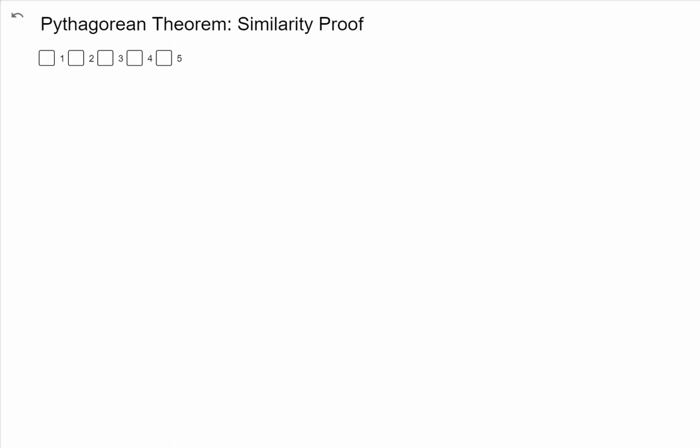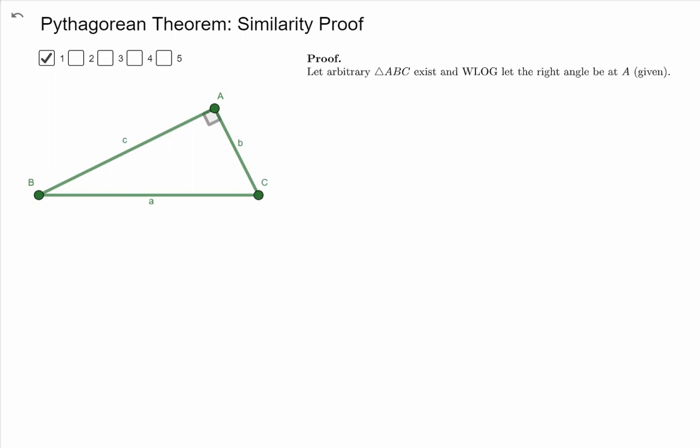We already showed a proof of the Pythagorean theorem in the previous section, but there's another one that gets used all the time, and it's really very useful, especially for high school students. So we're going to assume that we have an arbitrary right triangle ABC, and without loss of generality, we're going to assume that the right angle is at A. And if it's not, we're just going to relabel our triangle so that the right angle is at A.